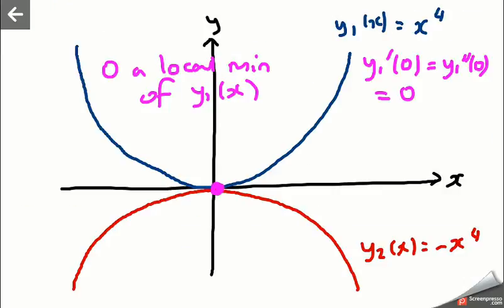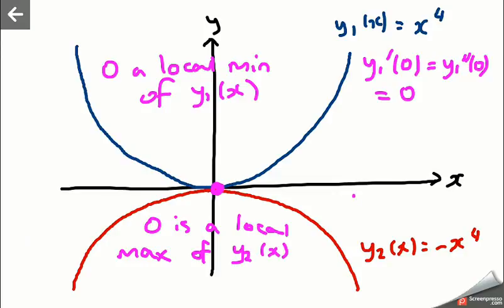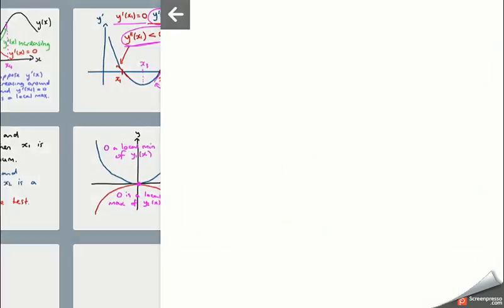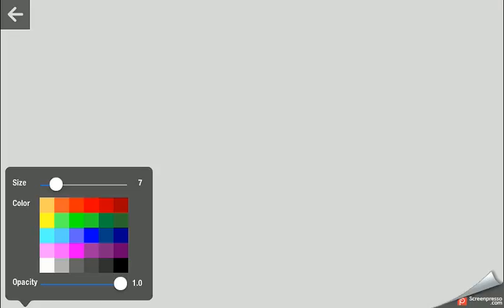Similarly, 0 is a local maximum of y2 of x. But still, y2 prime of 0 is equal to 0, and y2 double prime of 0 is equal to 0. So we don't have that y2 double prime of 0 is less than 0. Very important. There's one more graph that we should draw, just to get a point across here.